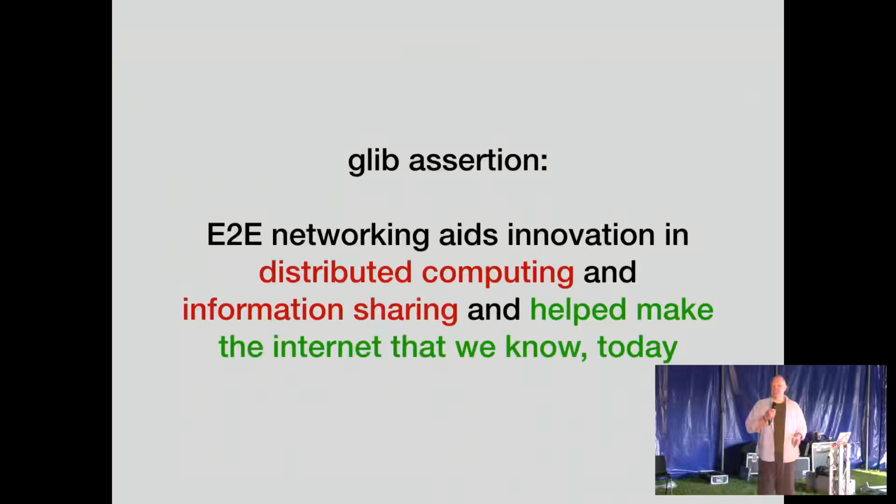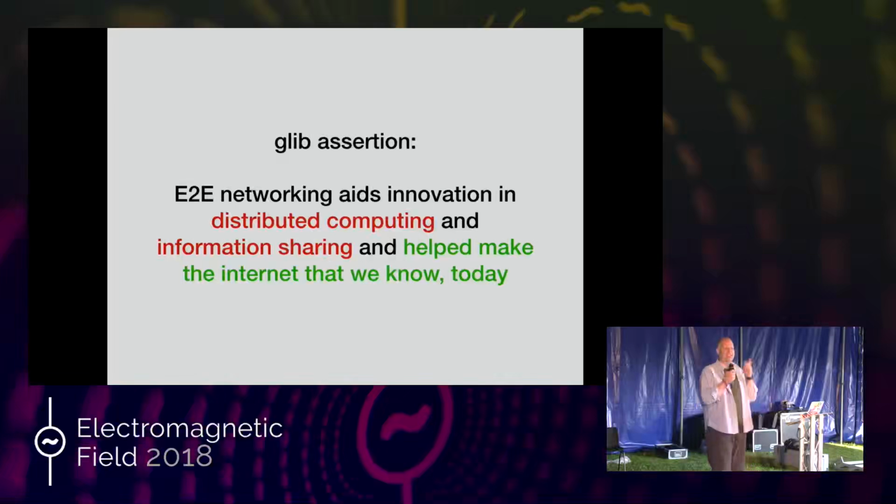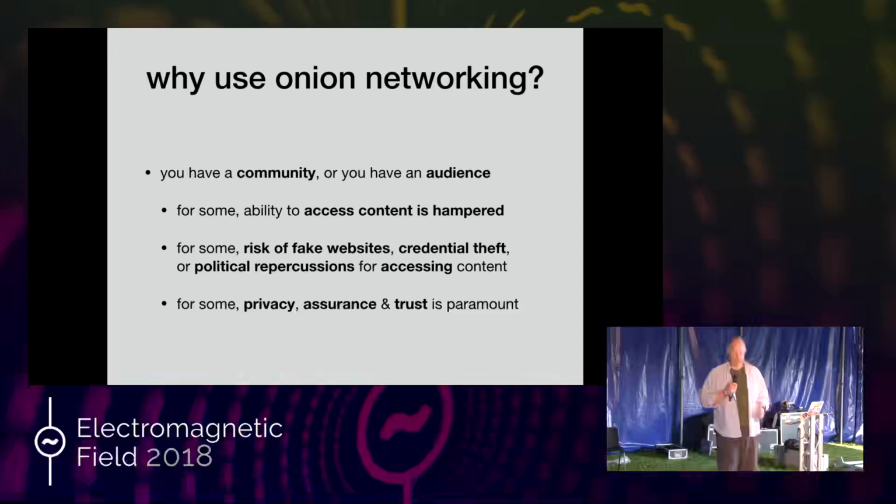So I want to make the glib assertion on which this entire talk is based, that end-to-end communication aids innovation in distributed computing. It aids and eases information sharing if you do it right, and it helped make the internet that we know today. So the talk, though, is why and how to use onion networking.